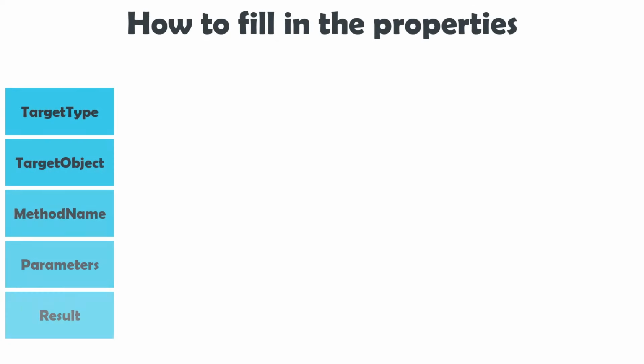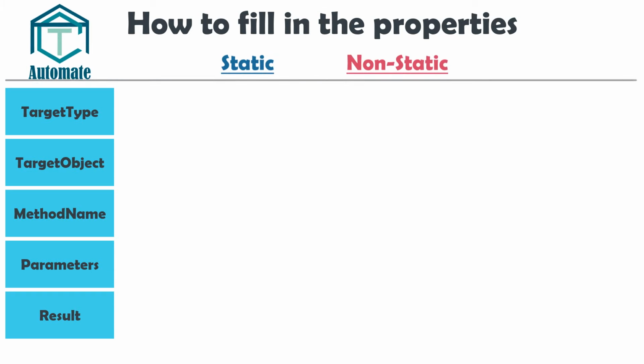Now I will show you how to fill in the properties of the Invoke Method activity, once you want to use it. I will first explain it here, then I will switch to UiPath to show you different methods and how to use them. First you have to check if the method is static or non-static. As mentioned, you can check it using the word static in the method structure, whether the word is in the method structure or not.